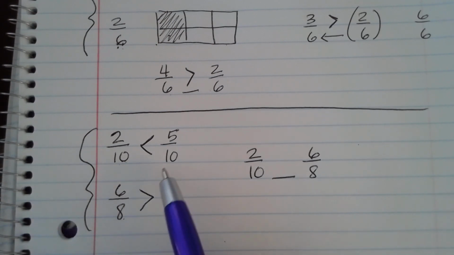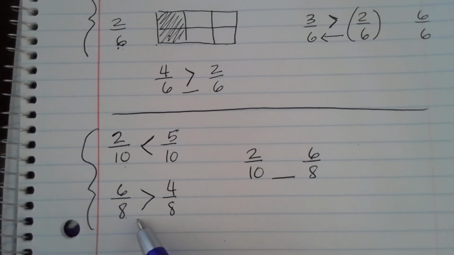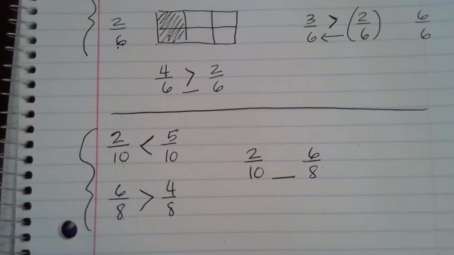Think about half. 2 tenths was smaller than a half. 6 eighths is bigger than a half. Which one's bigger? McKinley? 2 tenths. Oh, wait. So 2 tenths would be less than half.